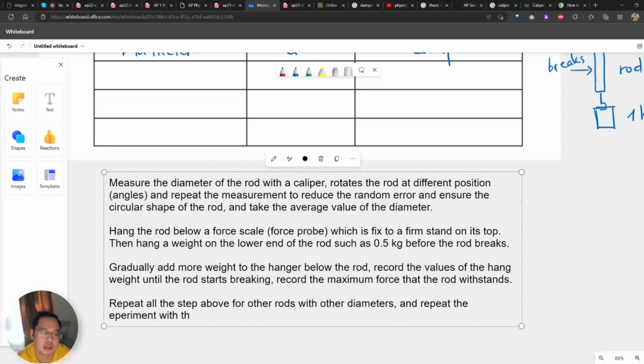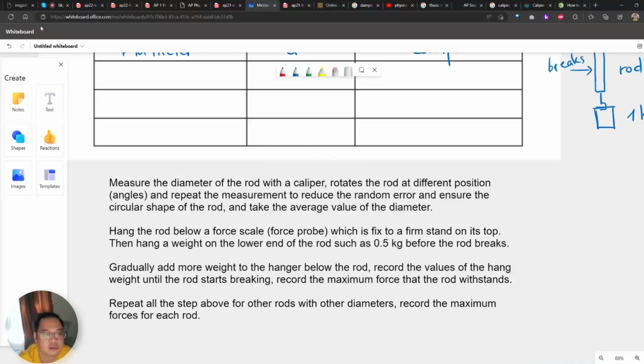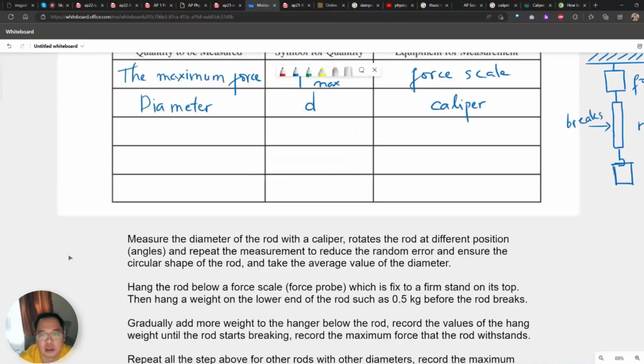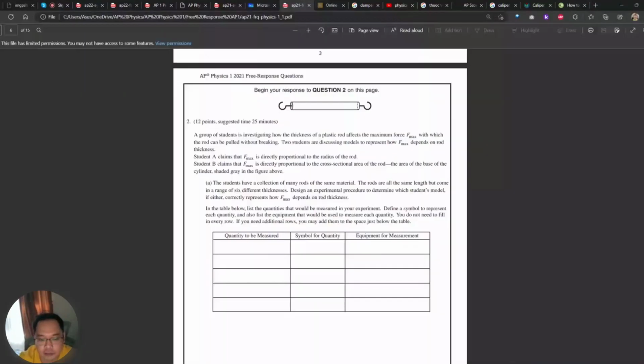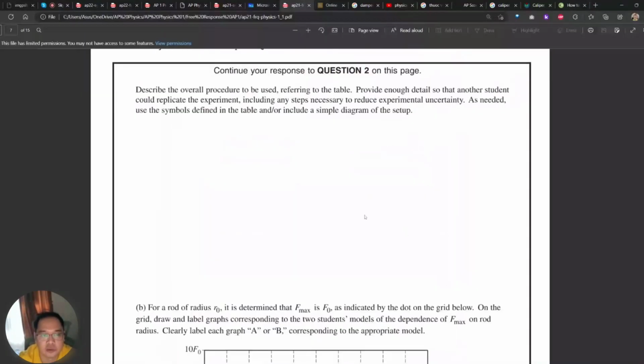with identical rods if you have, but they do not mention that. They just mention that we have different rods with different diameters. Record the maximum forces for each rod. Okay, that's it for the procedure. What's the next question? Describe the overall procedure used, refer to the table. We've just done that.